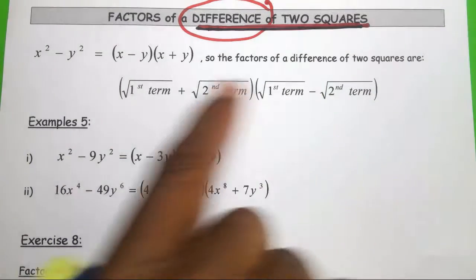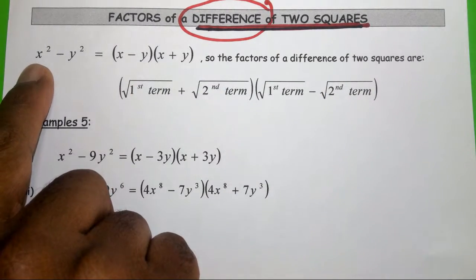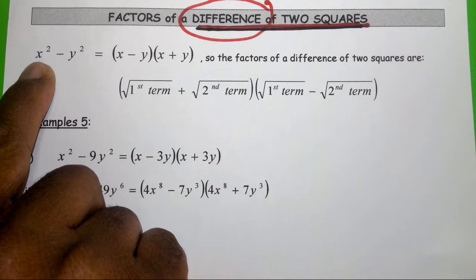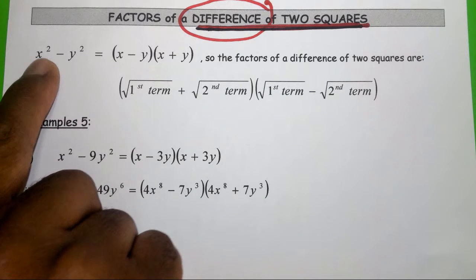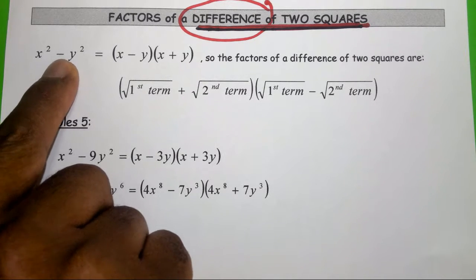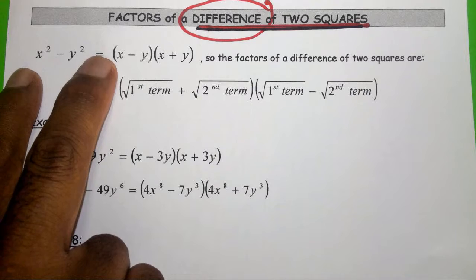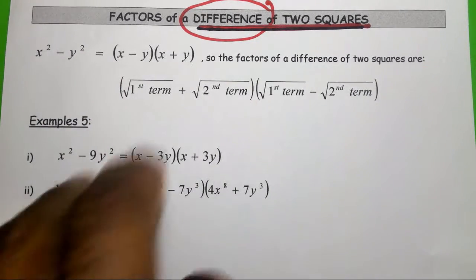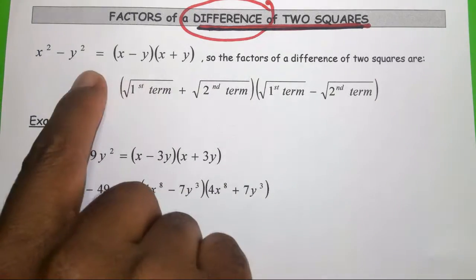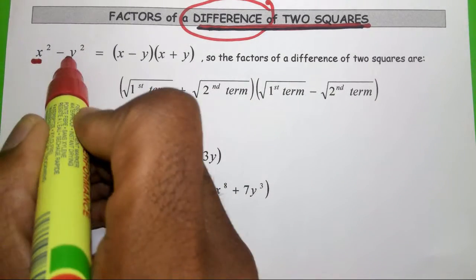Okay, so for an example, I have x squared minus y squared. X squared is the square number, because the square root of x squared is x. And you have a minus between the two terms. If you don't have a minus between the two terms, you can't apply the difference of two squares. Okay, what does it mean? So we have x squared minus y squared.